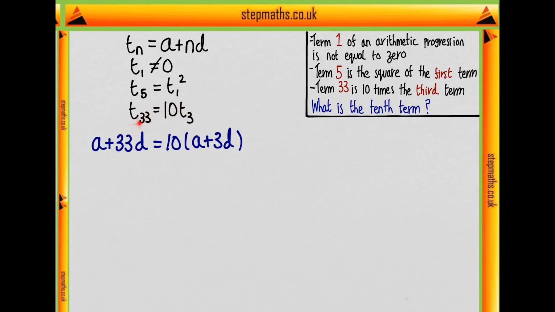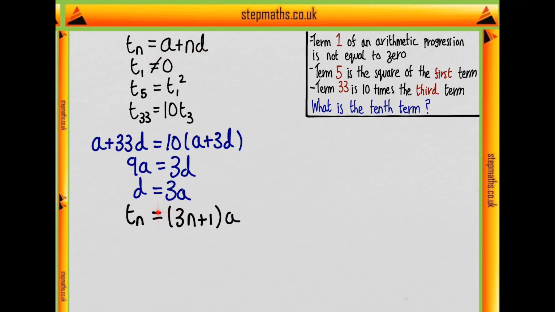So subbing in t33, a plus 33d is equal to 10 lots of t3, so 10 times a plus 3d. Rearranging that, you get 10a minus a, so 9a, and minus the 30d you get from this side. 9a equals 3d, and d equals 3a, just dividing by 3. So this is good, because if we substitute this in here, we get Tn is equal to a plus n times 3a, or alternatively, Tn is equal to 3n plus 1 lots of a, which is a far more succinct form for Tn. It's a lot nicer, because it's only got one unknown in now.